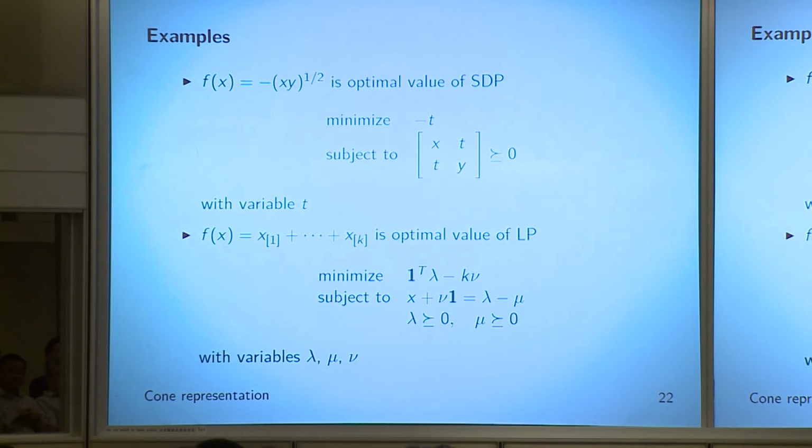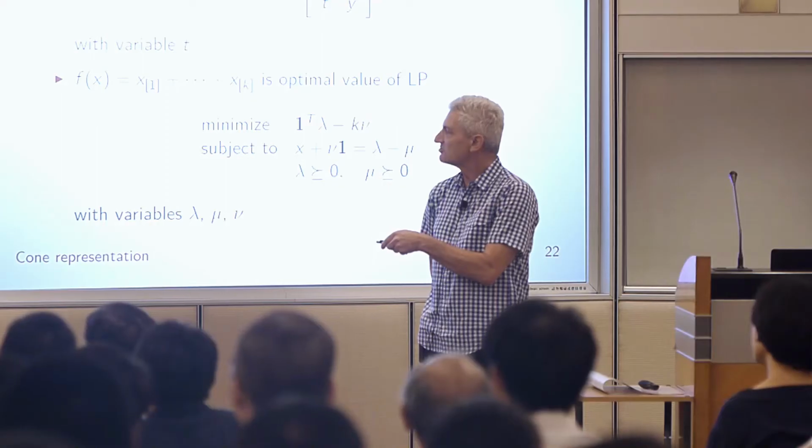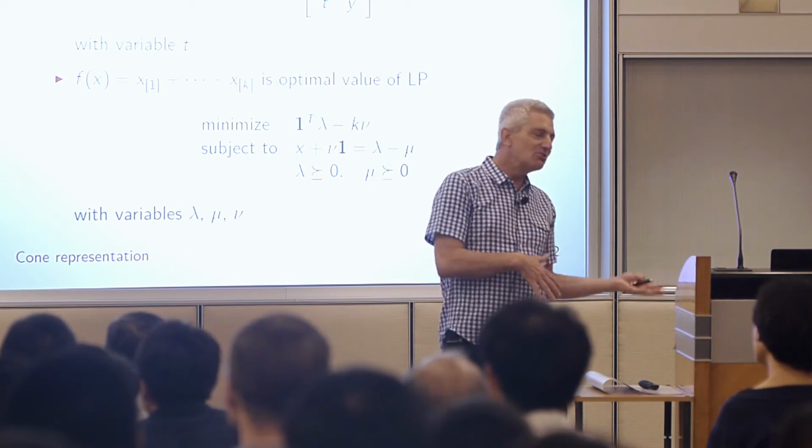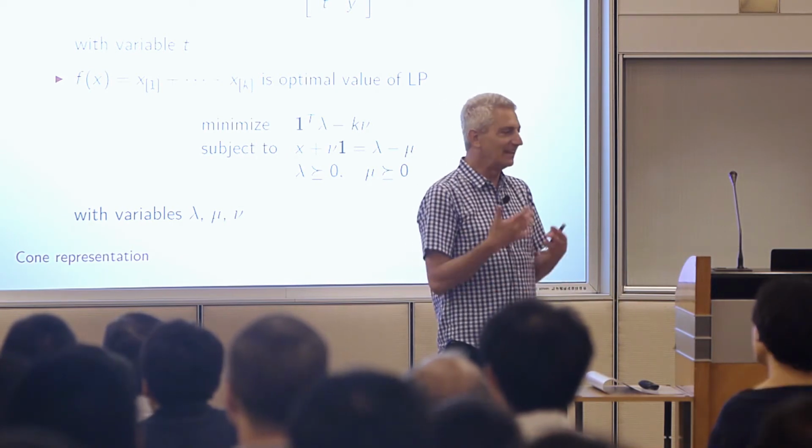Okay, here's a bizarre one. Remember this function, the sum of the largest 3.5 entries of a vector? It's convex. But here's what's not obvious: it is the optimal value of this linear program. It says minimize the sum of these lambdas minus k times nu, subject to this equality constraint and these inequalities. I mean, who knew that, right? I mean, actually, you can know that, but it's complicated, okay?